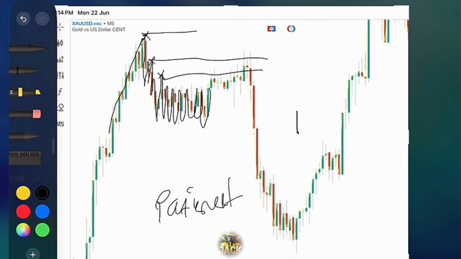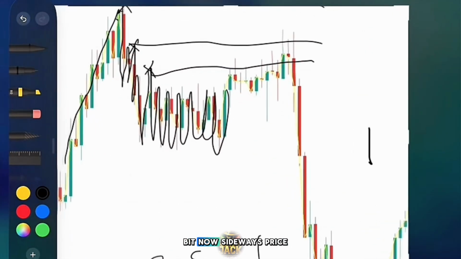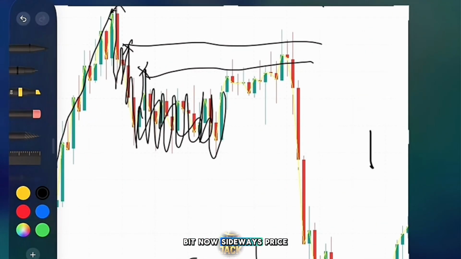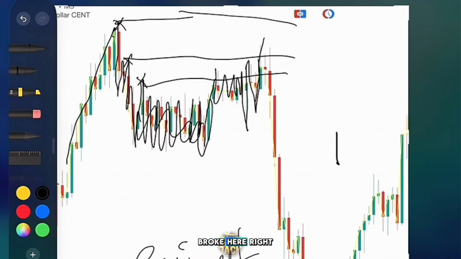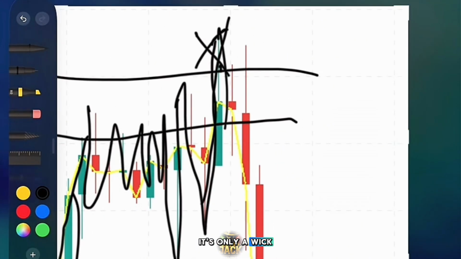Okay. This is the highest bid. Now, sideways, price came up here, another sideways, went down, came up, until it broke here, right? It rejected. Okay, volume. It tried to beat this, yes, it beat it. It tried to beat this, no. The candle hasn't closed yet, it's only a wick, right?